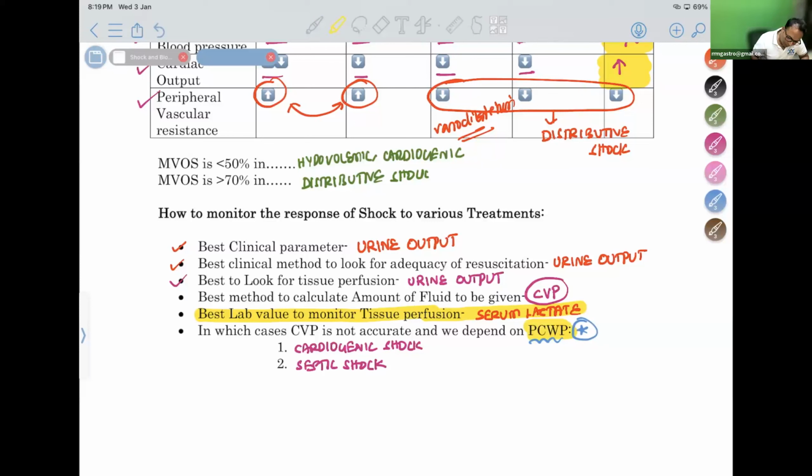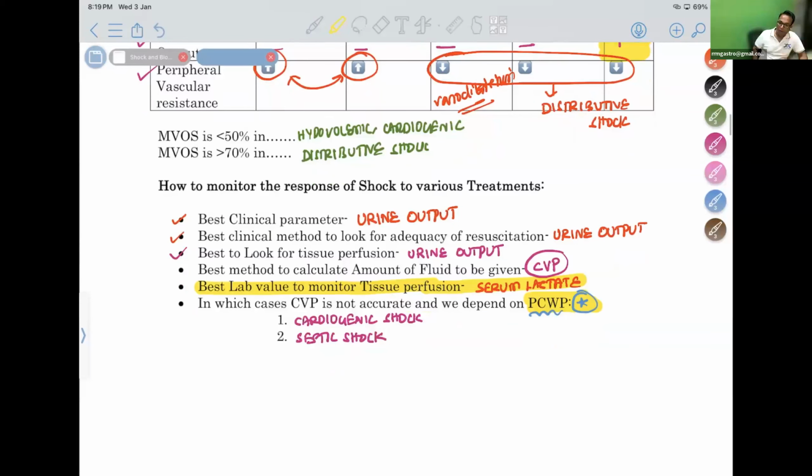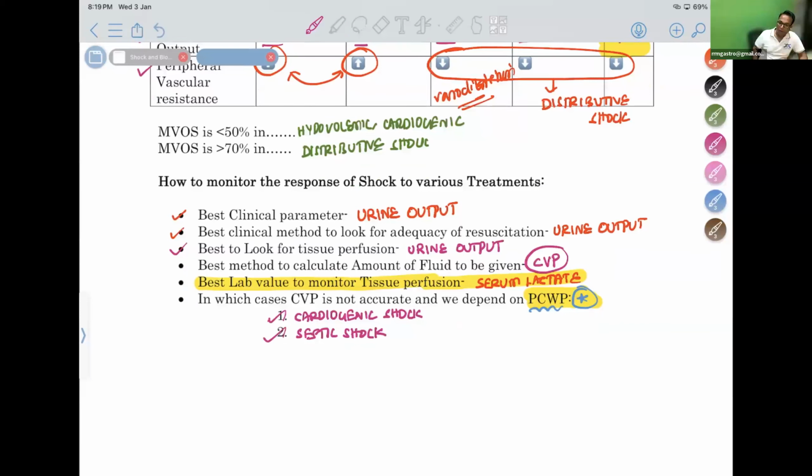Please remember, I depend on pulmonary capillary wedge pressure in those two cases, cardiogenic shock and septic shock. So don't forget this table. How to monitor the response of shock to various treatments is very important for your exams. So don't forget this.